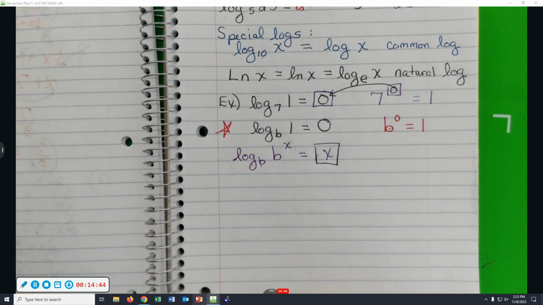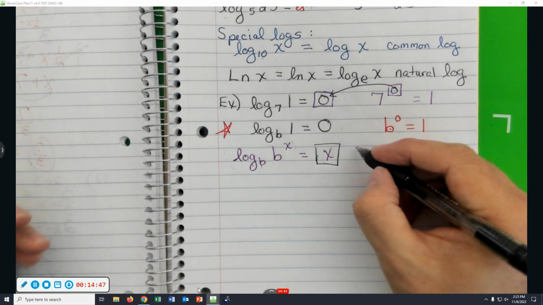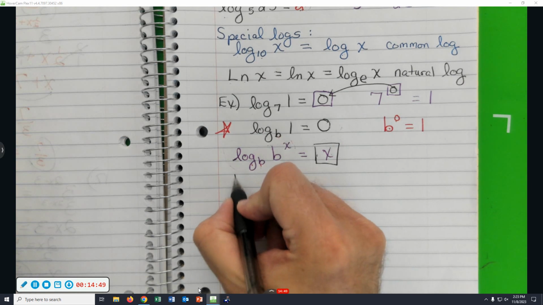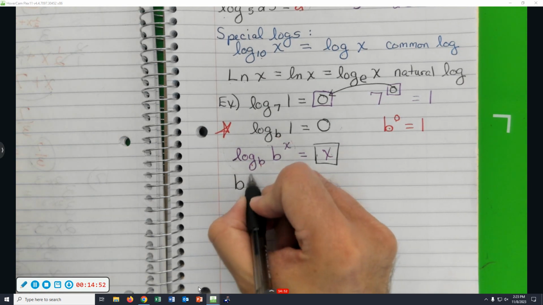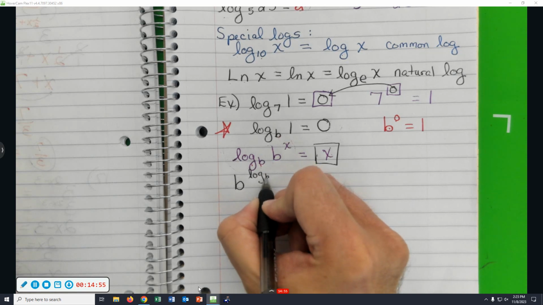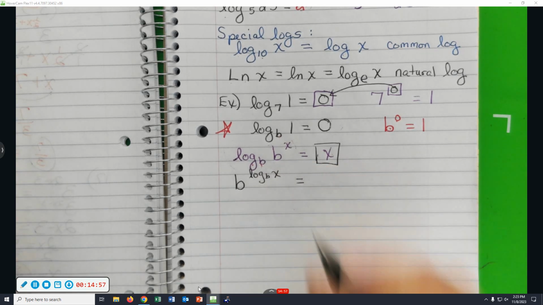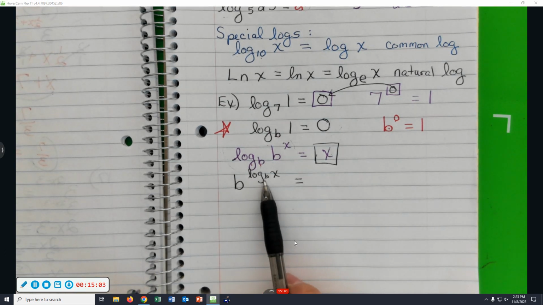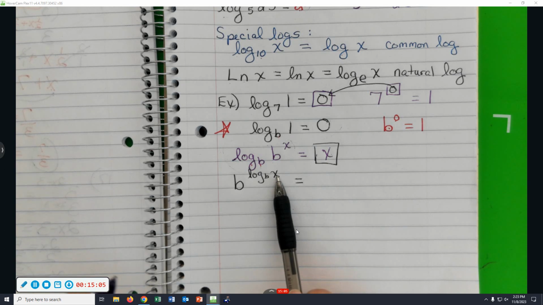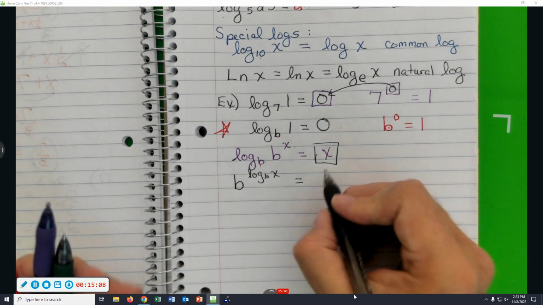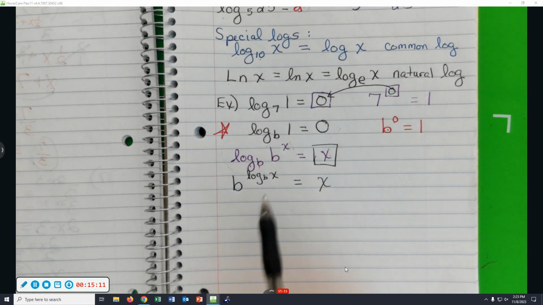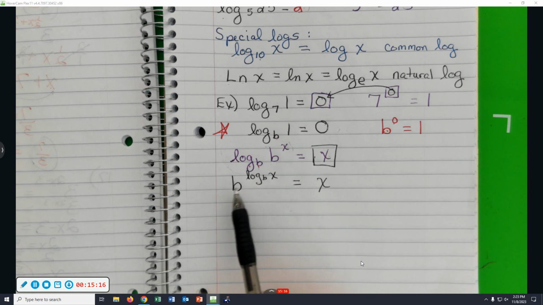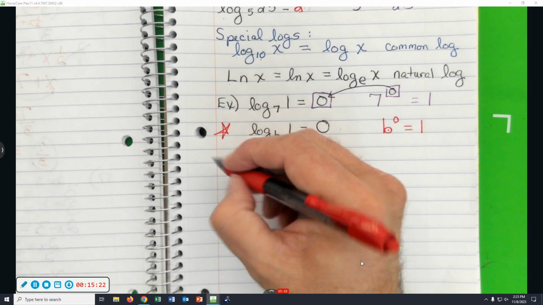Another way of writing this, same thing. It doesn't matter which one's written first. Remember, if they're inverses, it doesn't matter the order. They're going to cancel each other out if they're performed consecutively. B to the log base b of x is equal to x. They cancel. Exponents and logarithms cancel each other out. Another way of saying it is exponents and logarithms are inverse functions.